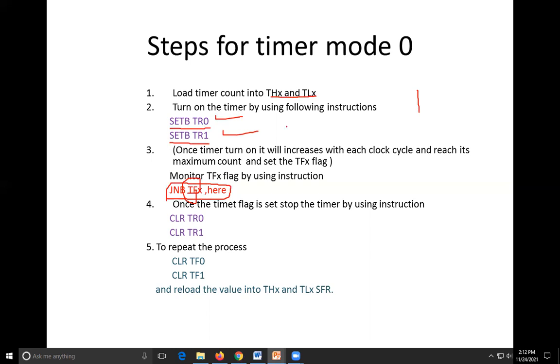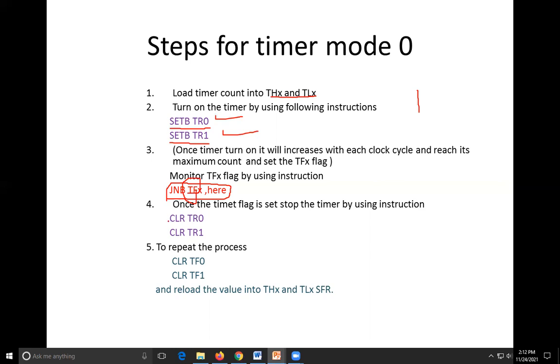This is the JNB, jump if not bit. Jump if not bit means if the bit is 1, then you have to come out of this timer or this count, and we will start the counting from 0 0 again.